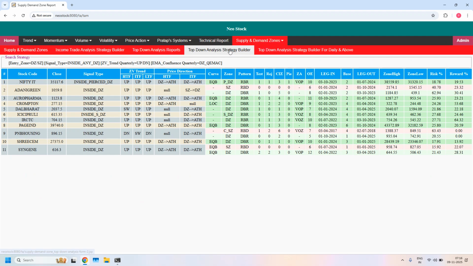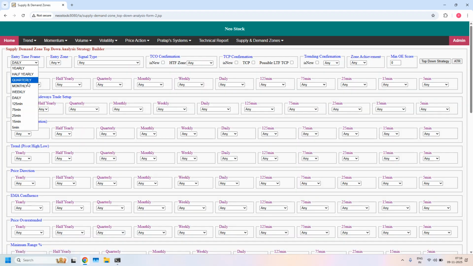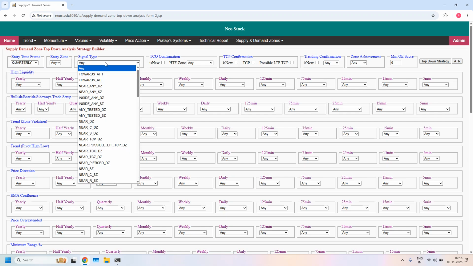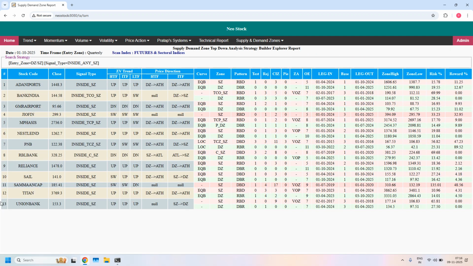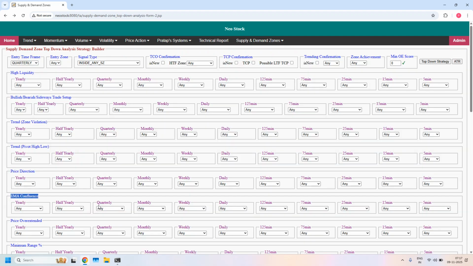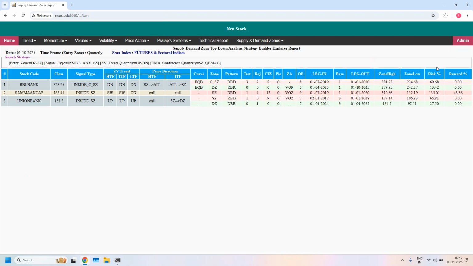Okay, next, price closed inside the quarterly supply zone. We got 13 stocks. Let's again filter this list based on quarterly supply zone having quarterly EMA confluence. And also trend on the quarterly should not be sideways. We got 3 stocks.